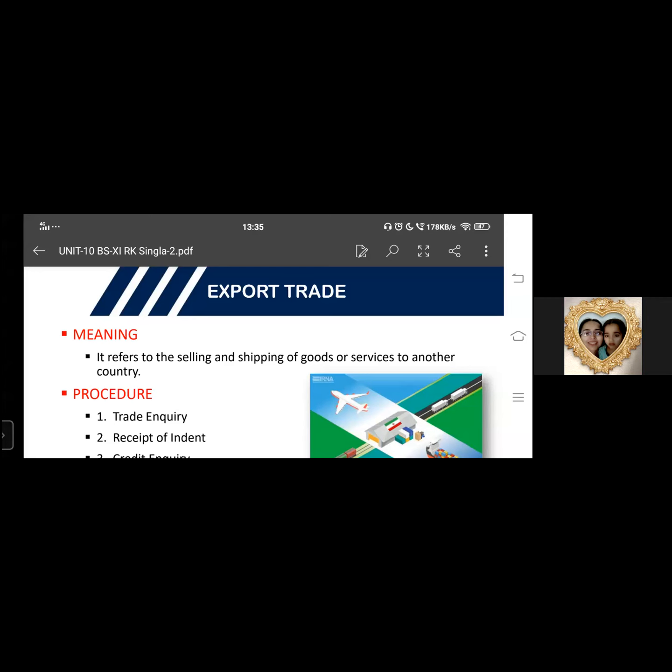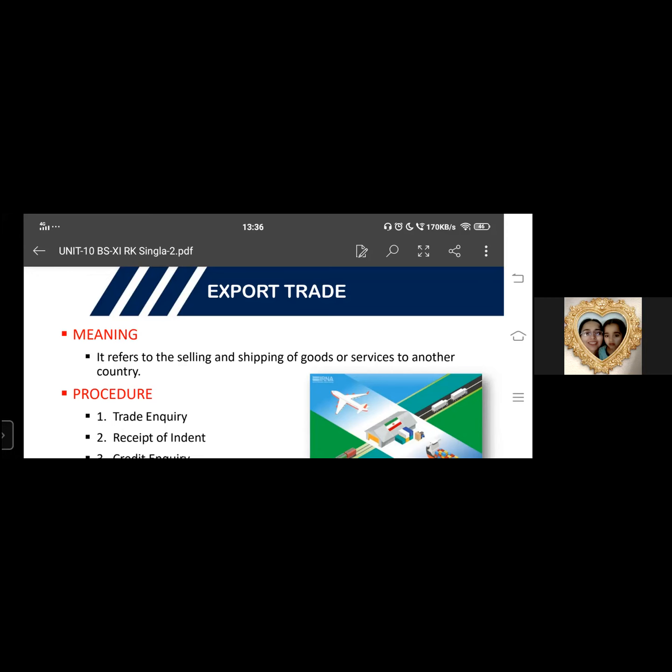Students, when the trader of one country sells goods to the trader of another country, then it is called export trade. Okay, so a trader who sells goods is known as the exporter, and a trader who purchases goods is known as the importer. So like the import trade, many formalities are fulfilled in the export trade also. So there is a fixed procedure to fulfill these formalities, which is known as the procedure of export trade.